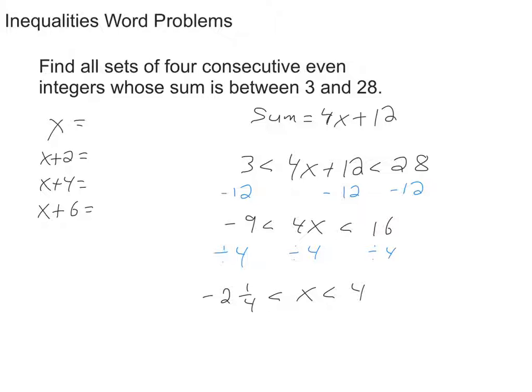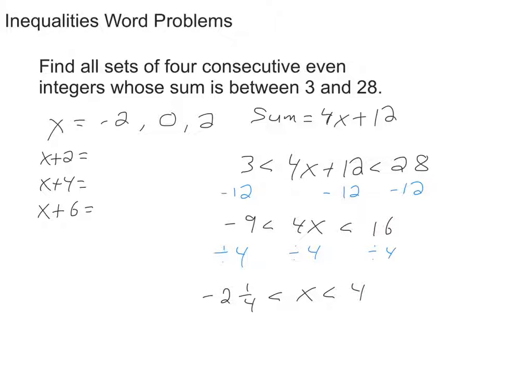And so I need to identify all the possible values for x. Now x has to be an even integer. So the first such even integer that would fall in that range is negative 2. That's between negative 2 and 1/4 and 4. Then I can keep on going. I could have 0. I could have 2. And I actually can't have 4 because 4 is not less than 4.